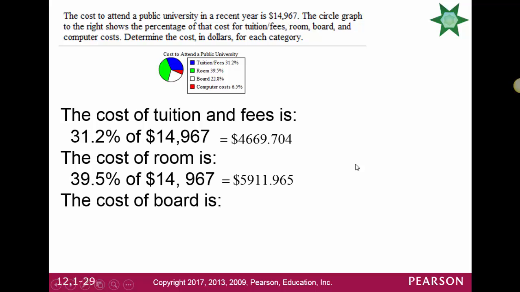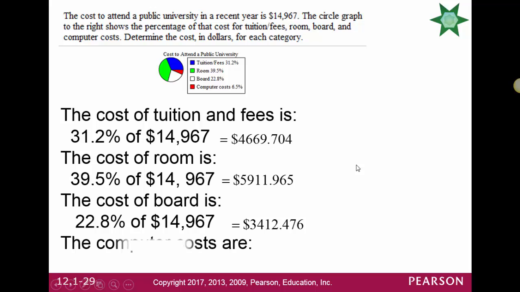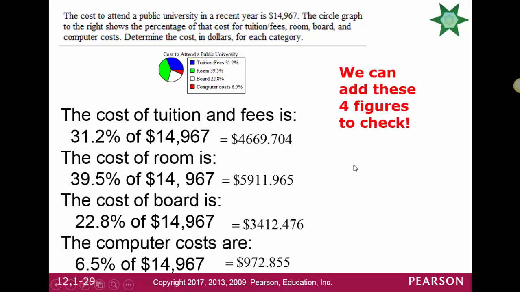And then the board is going to be 22.8%. And finally, the computer cost, the lowest, comes out to be that. And the nice thing on a problem like this, again, as I mentioned, we can add those numbers up and make sure we come back to the total cost of the tuition.